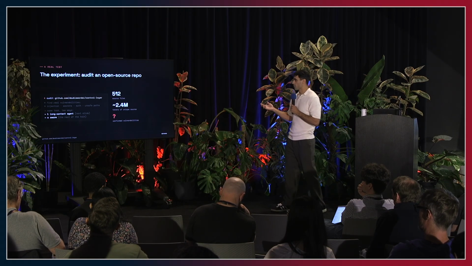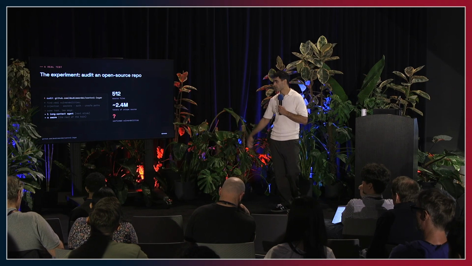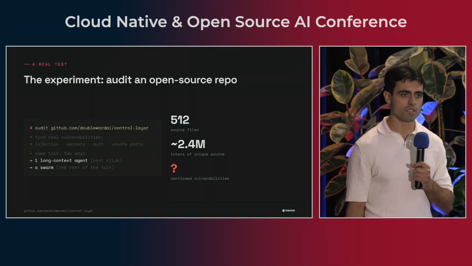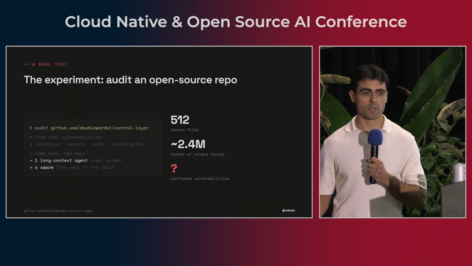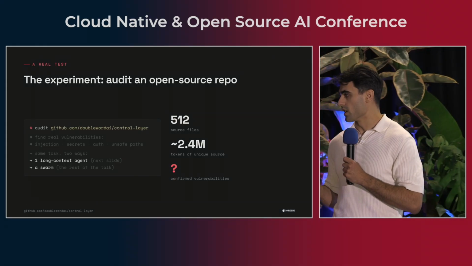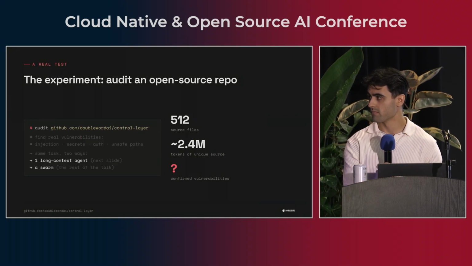So we're going to be auditing an open source repo. For this demo, I'm going to be using our control layer, which is our AI API gateway. It's roughly 512 source files, which is around 2.5 million tokens of unique context for an agent to pass. And what we're going to be doing is trying to find security vulnerabilities in the repository. So the takeaway we want from this is to be able to give a brief report to our development teams to improve and fix bugs before they cause outages in production. So we're going to run it with a solo agent, and then we're going to run it in a swarm paradigm. So first, let's look at how the hammer does.